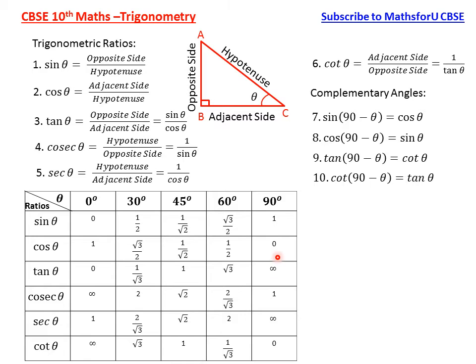Now, tan theta, we know tan theta is equal to sin theta by cos theta. So if you know sin theta, we can write cos theta, then divide the value of sin theta by cos theta, and we will get tan theta.